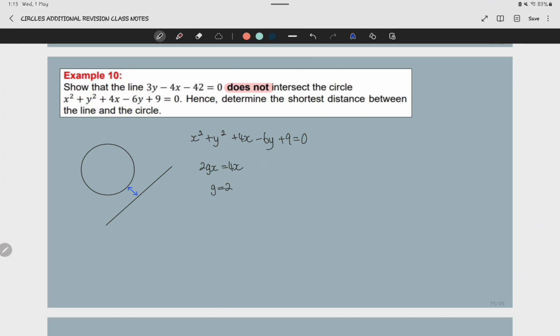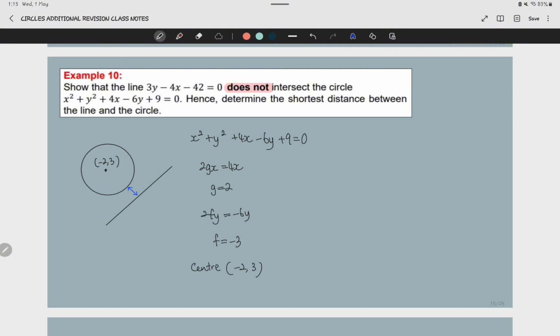2fy equals to -6y. So f is -3. From here we can know that the center of the circle would be -2 and 3. Remember, -g, -f, right? -2 and 3. So label here, -2, 3.